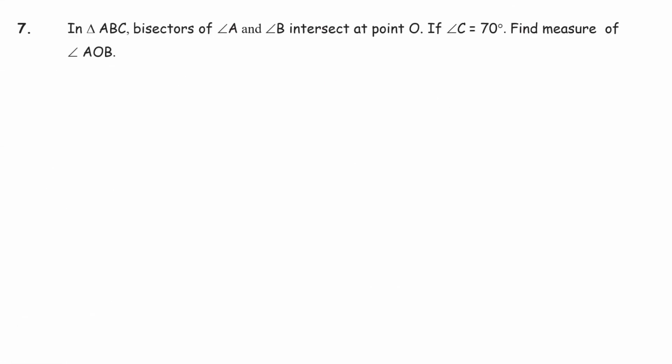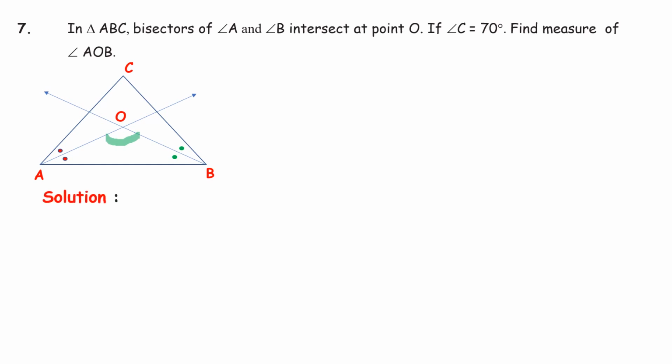Seventh example. In triangle ABC, the bisectors of angle A and angle B intersect at point O. Angle C is given, that is 70 degrees. Now find out angle AOB, meaning this angle. These two angles are congruent and these two angles are congruent.